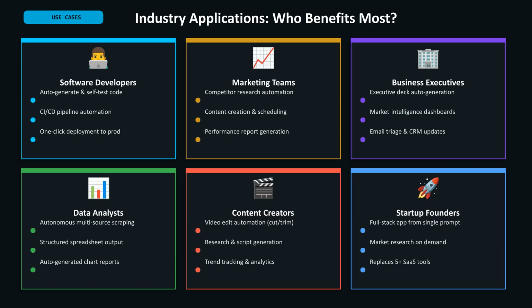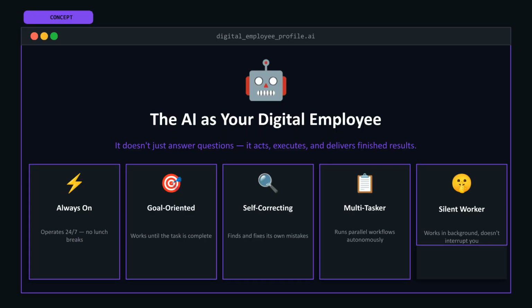The AI benefits various industries. Developers see pipeline automation and faster deployment. Marketing teams gain automated research and reporting. Executives get auto-generated decks and market intelligence. Creators and data analysts also benefit from specialized automation. The AI functions as a digital employee, always on, goal-oriented, and self-correcting. It is a multitasker that runs in the background without interrupting your workflow, executing and delivering finished results autonomously.